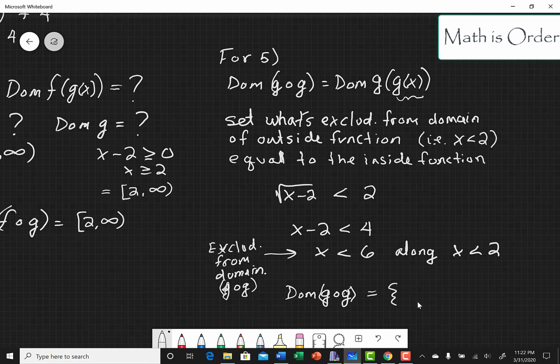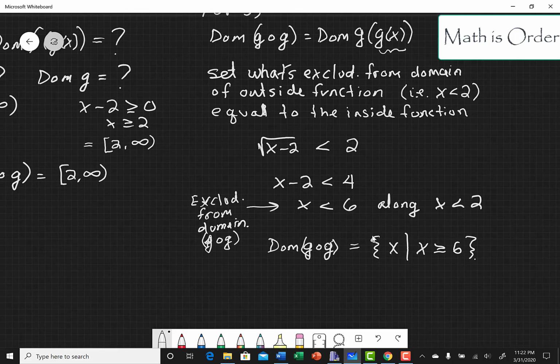Set of all x such that x is greater than or equal to 6. Or in interval notation, we're going to say x is 6 to infinity. All right?